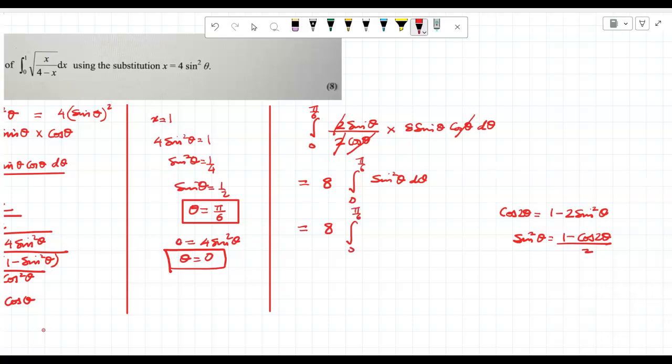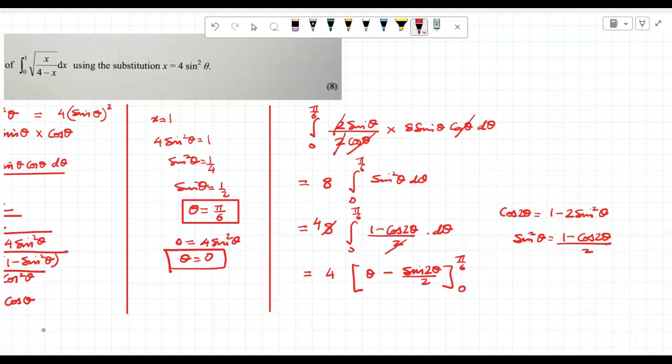So putting that in, 8 times one half gives 4. Now what is the integral of this? The integral of 1 minus cos 2 theta is theta minus... What is the integral of cos 2 theta? That should be sin 2 theta divided by 2.